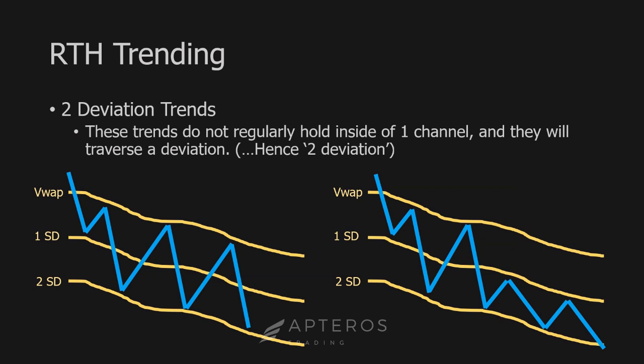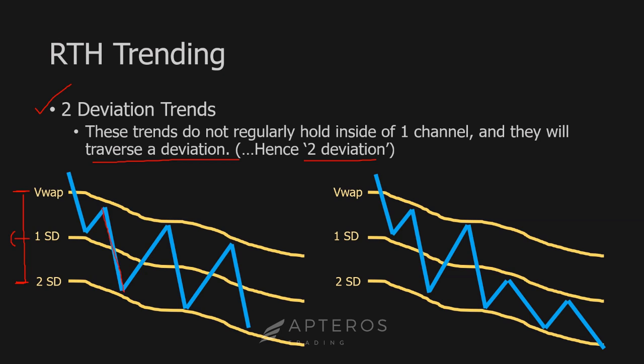The first type of trend I define is what I call two deviation trends. These trends do not regularly hold outside of the first channel. I mean, they can, but they don't often do that. They usually rotate between VWAP and the second standard deviation, and they will traverse a deviation in between, hence the name two deviation. So what you're seeing here is our levels of deviation. We traverse between two of them while we skip over one of them. That's a two deviation trend.